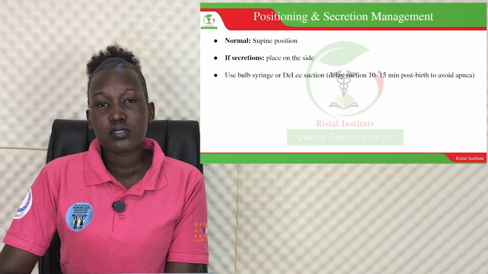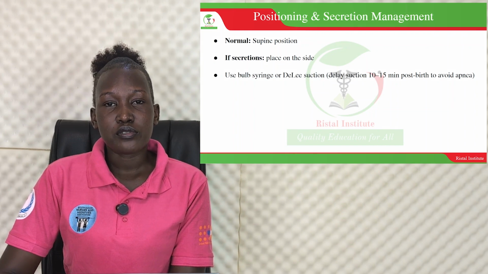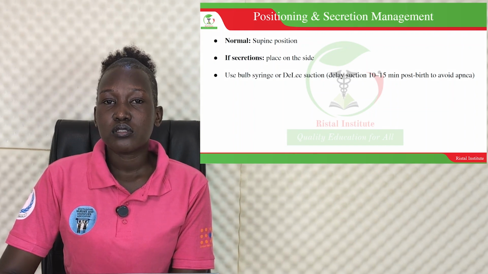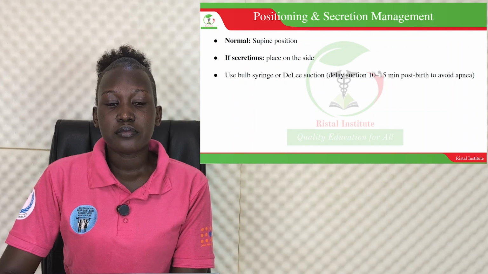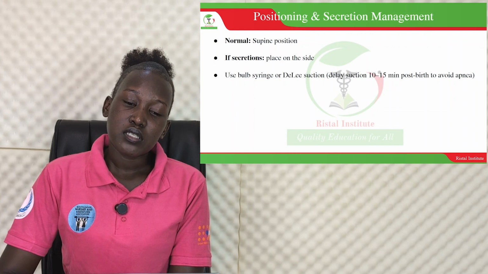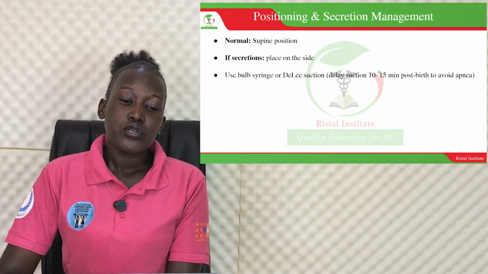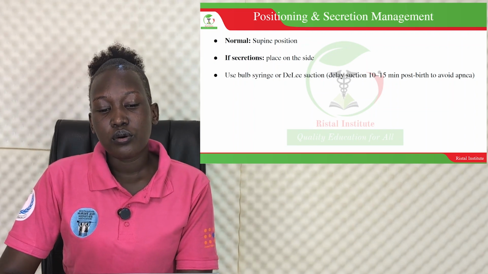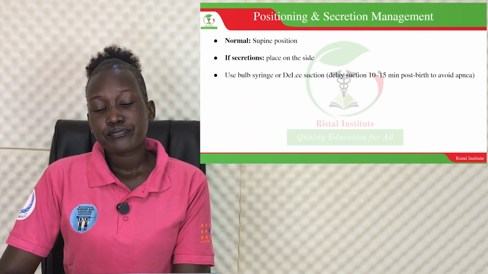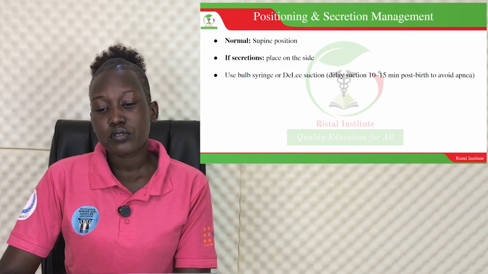So the normal position of a newborn at birth, when they're sleeping, is supposed to be the supine position. Remember, they're still having the cord or the cord stump. So if there are secretions, we can make them sleep on the side, or on the lateral side. Then we use a bulb syringe, or we delay suction 10 to 15 minutes post birth to avoid hypopnea.